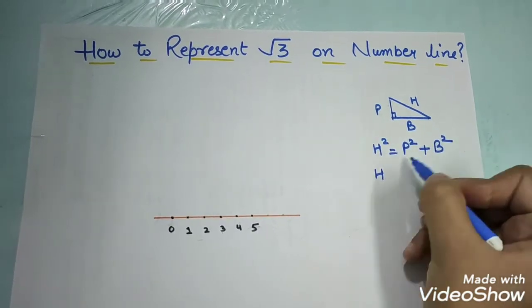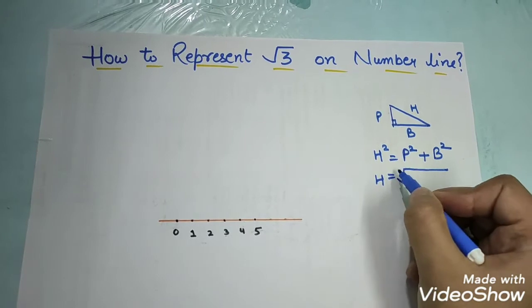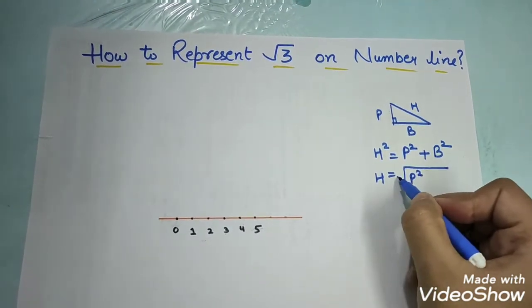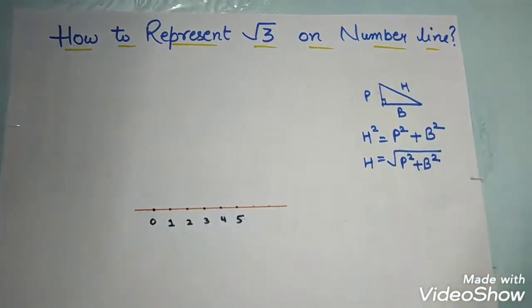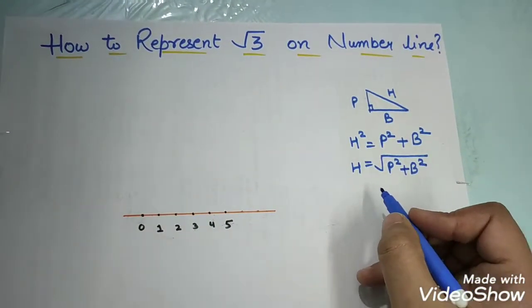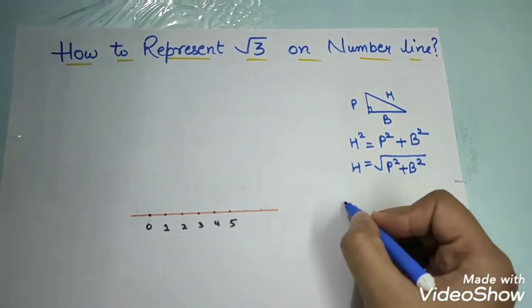This square can go there in the form of square root. That is, hypotenuse can be written as square root of perpendicular square plus base square. But now look, we have to represent root 3 now.